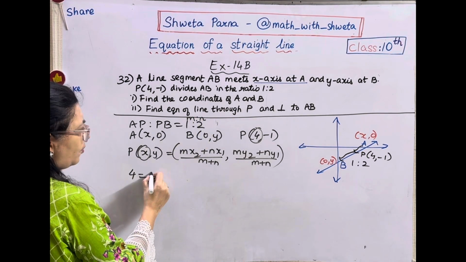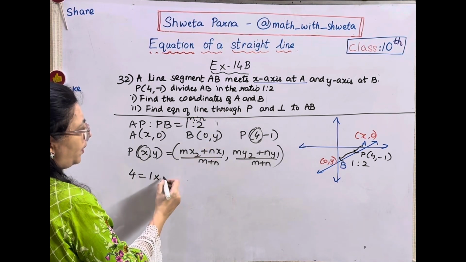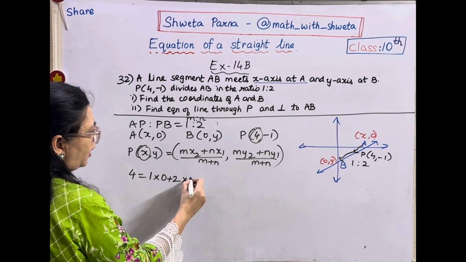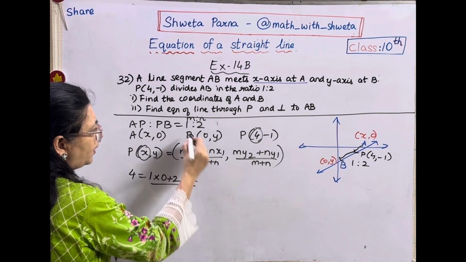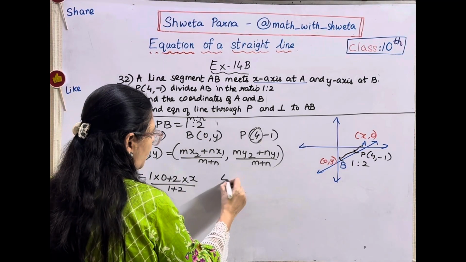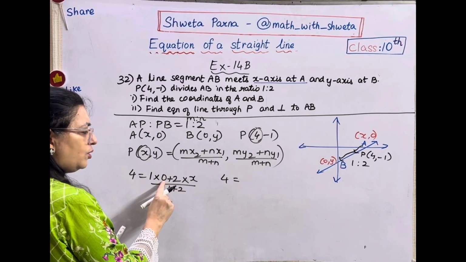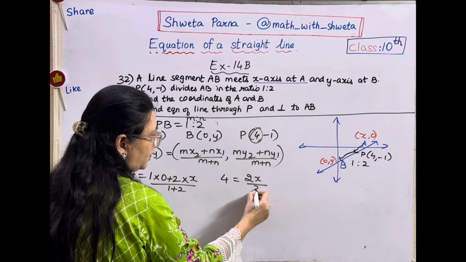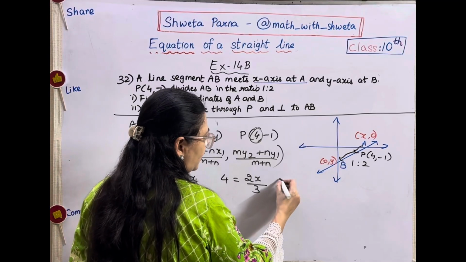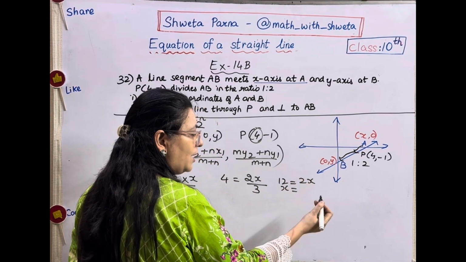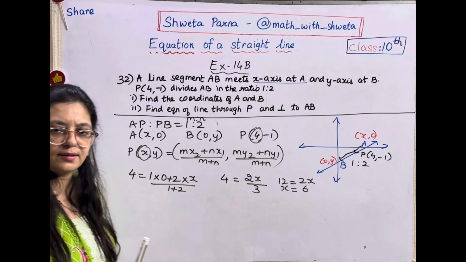So what is m? 1 into x2 would be 0, plus 2 into x, upon m plus n, which is 1 plus 2. So this would be 4 is equal to 1 into 0 is 0, so this would be 2x upon 3. Let this go to the other side. 12 is equal to 2x. So x is equal to 12 divided by 2, which is 6.